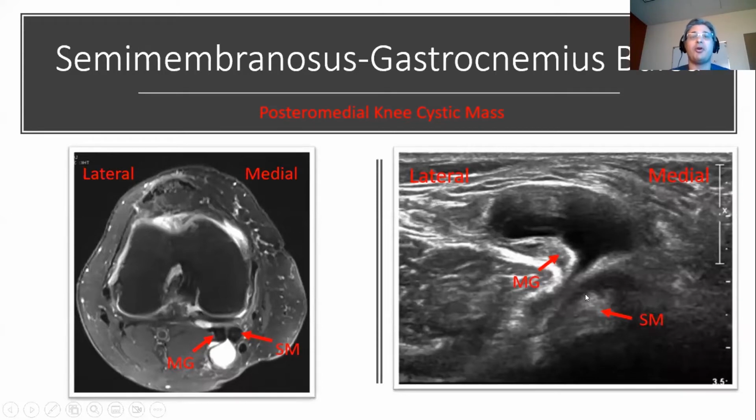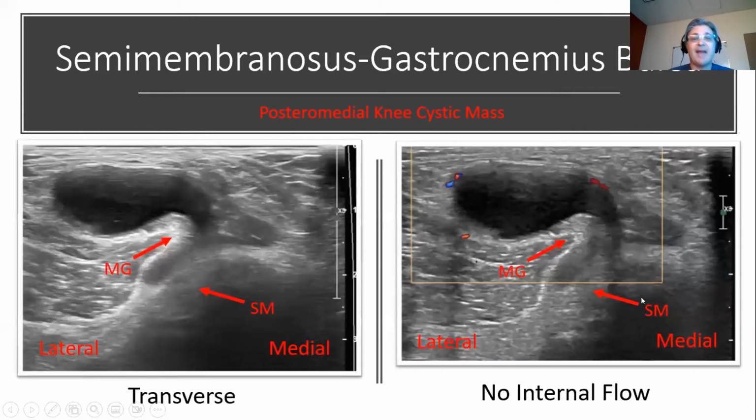Bakers make M&Ms. Before you can use the word Baker cyst, you need to document by MRI or sonographically extension of your posteromedial knee cystic mass between these two tendons as nicely identified here. And yet another nice example showing us in the posteromedial aspect of the knee, between the medial head of the gastrocnemius here, between the semimembranosus here, we have a cystic mass with a small sliver of this mass, a small portion of this mass extending between the medial head of the gastrocnemius and the semimembranosus.